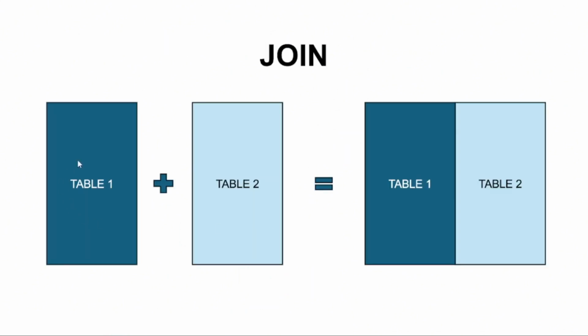As we saw, joins are a way of combining multiple tables together based on the column and it grows column wise. Here comes another question. What are the types of joins in Tableau? So Tableau supports inner join, left join, right join, and full outer join. Let's see each of them in detail.